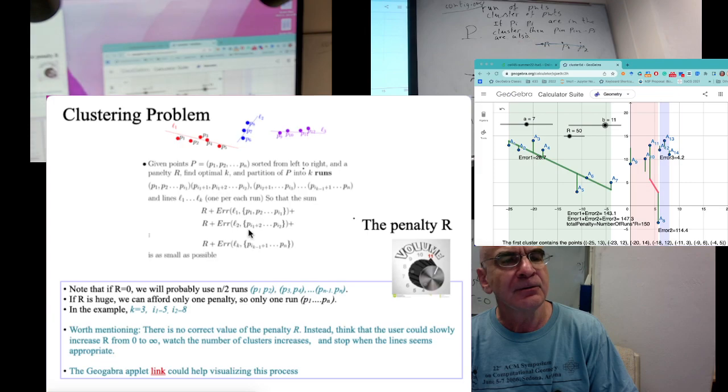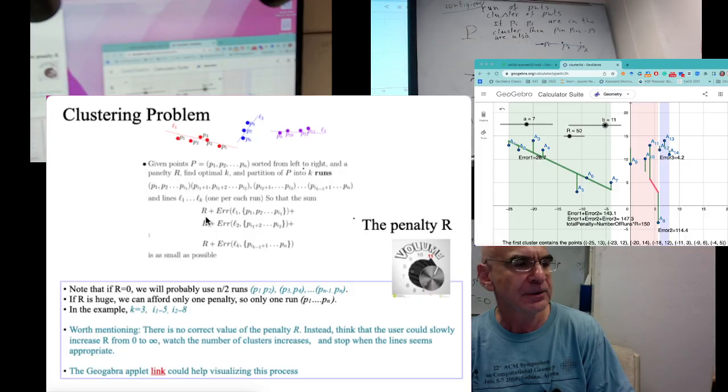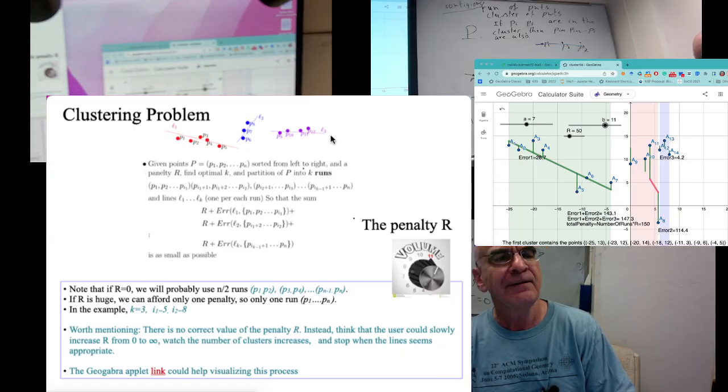Now we are finally getting to the formulation of this problem. Same thing that we had last class. Instead of the user telling me the number of clusters, the user will tell me a penalty value, R. Some number R, which is how much a new point must pay if it wants to be in a new cluster. R is a penalty for a new cluster.